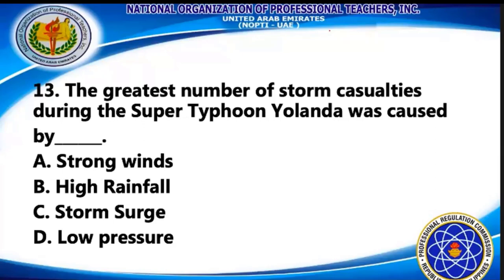Bakit maraming namatay daw nung Yolanda? Eh, di ba hindi naman natin na-anticipate yun na lumakas pala yung bagyo. Tapos, wala namang masyadong ulan, pero bakit maraming namatay? Because of letter C, storm surge. Yung biglaang pagtaas yung sa dagat. Yun yung reason kung bakit maraming namatay.